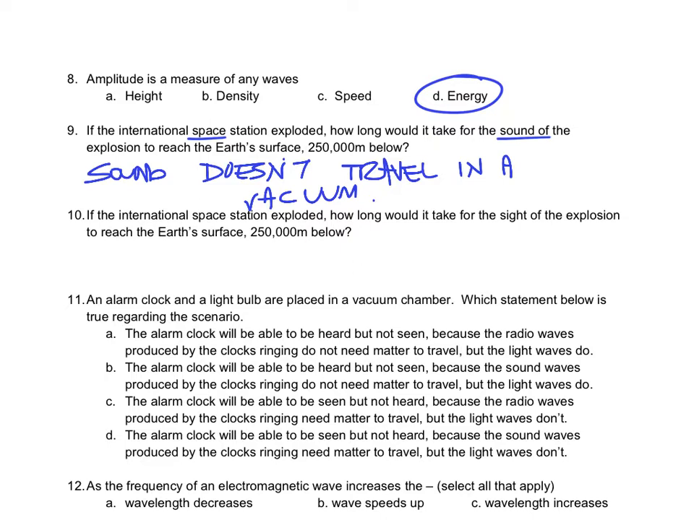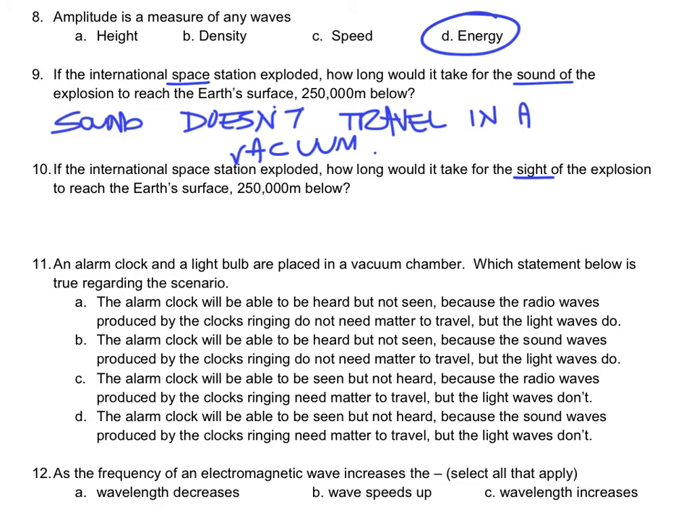All right, number 10: if the International Space Station exploded, how long would it take for the sight, so we're talking about light, of the explosion to reach the Earth's surface? 250,000 meters below. Okay, well, I'm given the distance, and I know light is my velocity, which is 3e8. And I want to know how long it's going to take, so I want to solve for time. So velocity equals distance divided by time.